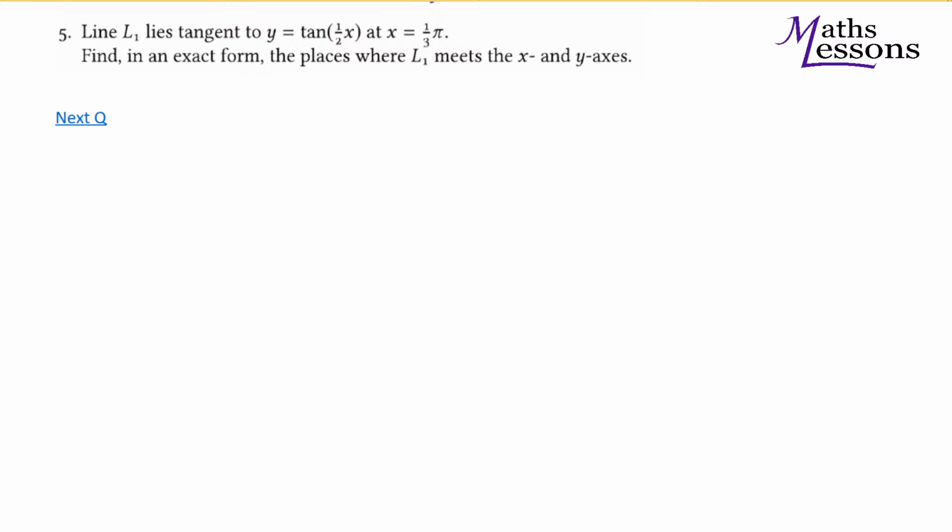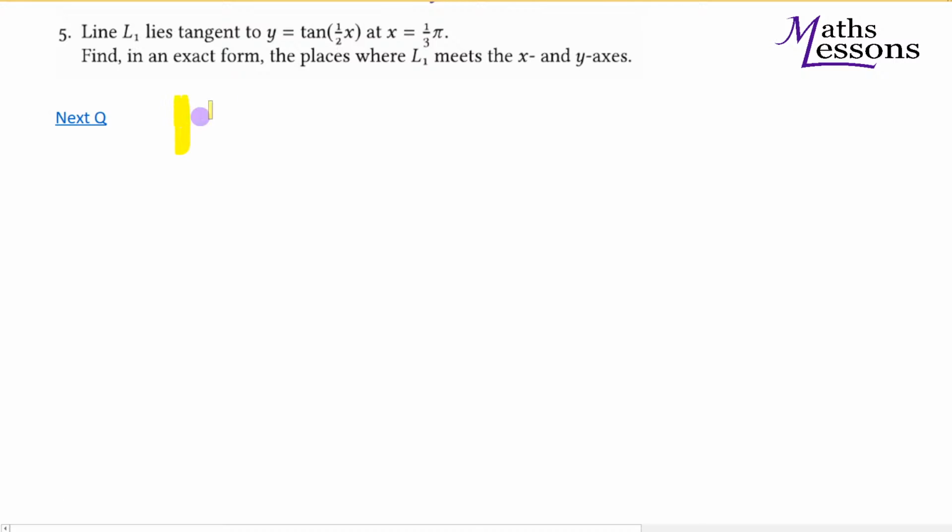Right, so we've got line L1 which is tangent to y equals tan of x over 2 at x equals pi over 3. Find, in exact form, the places where L1 meets the x and the y axes. So first of all, we need to find the tangent. And to find the tangent, we need to find the gradient.